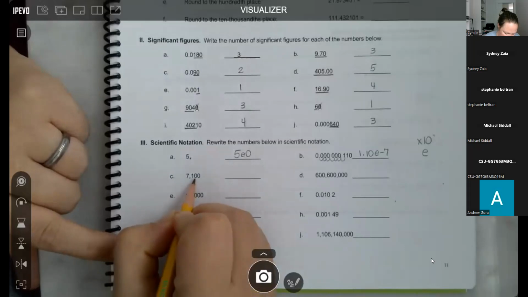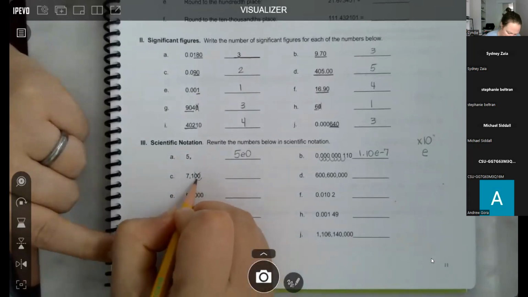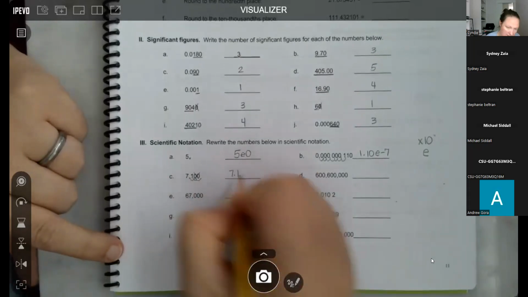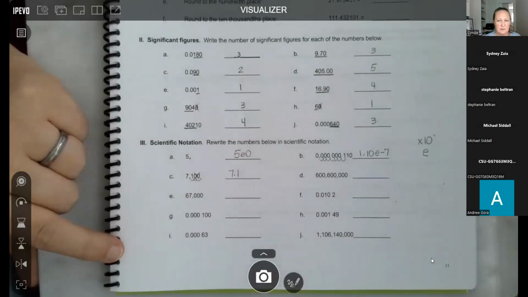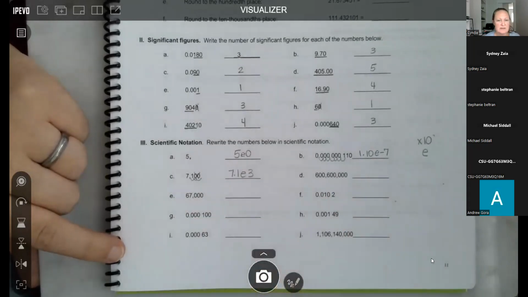So remember that these two zeros are not significant, because there's no decimal place here. So when we do this one, we go 1, 2, 3 to the left. So this becomes 7.1, not 7.100, because when we convert to scientific notation, we only take significant numbers with us. So 7.1 e to the 3. Now notice I didn't write e to the plus 3. That's one of those little formatting things that you want to pay attention to.